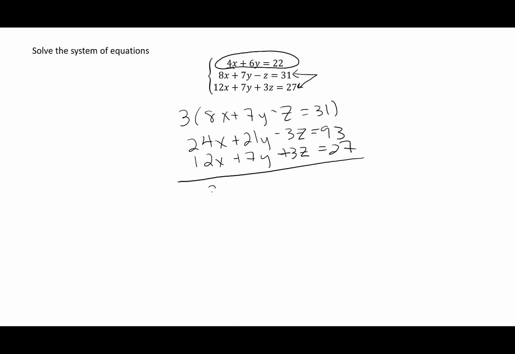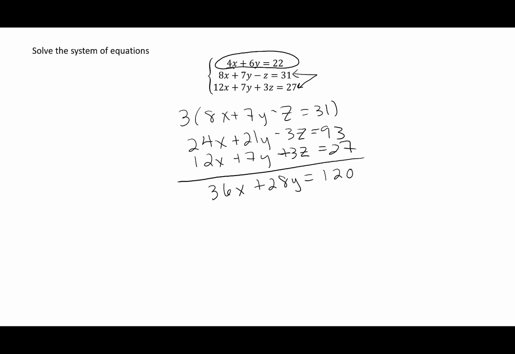So 24 and 12 is 36x. 21 and 7 is 28y. 93 and 27 gives me 120. So now I have a second equation that doesn't have a z. So I look at the 4x plus 6y is 22, I look at the 36x plus 28y is 120, and I think about getting rid of one of the variables.